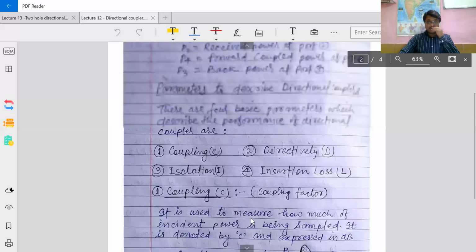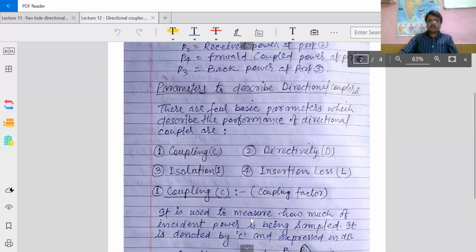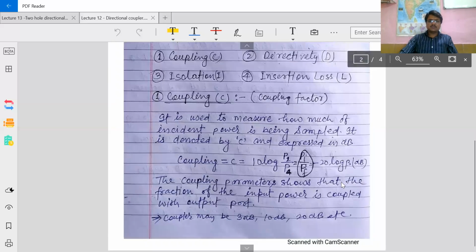So now we'll see one by one the parameters of the directional coupler. There are four parameters which describe the directional couplers. The performance of the directional couplers is described by coupling, directivity, isolation, and insertion loss. So what is coupling? Coupling factor.